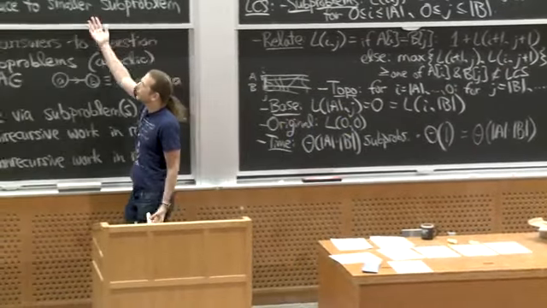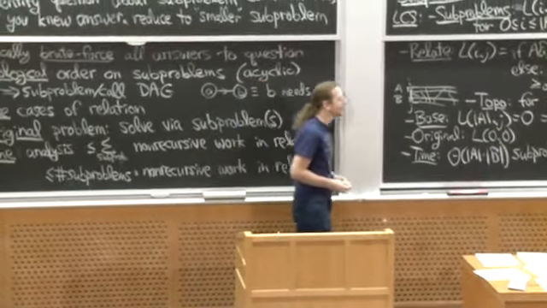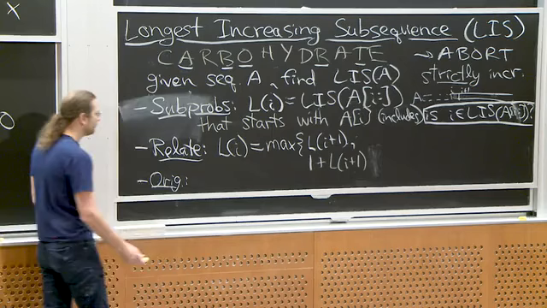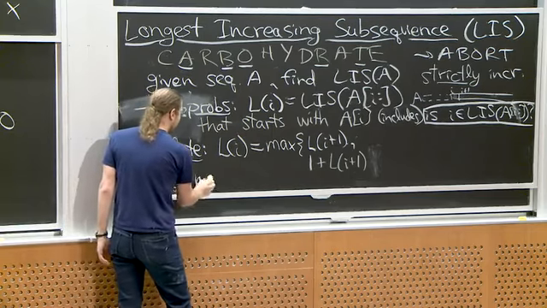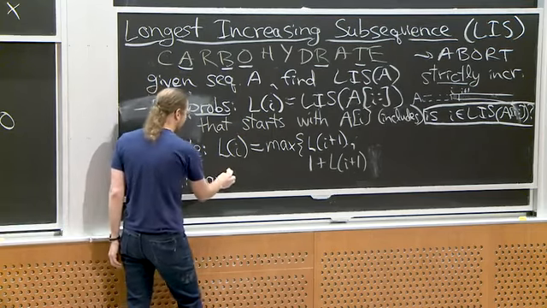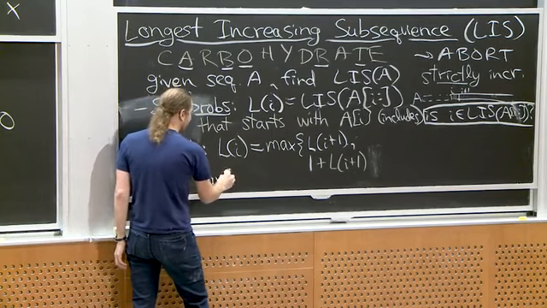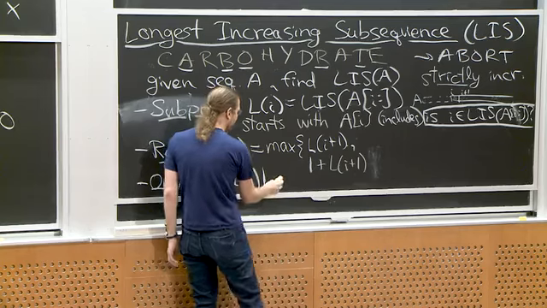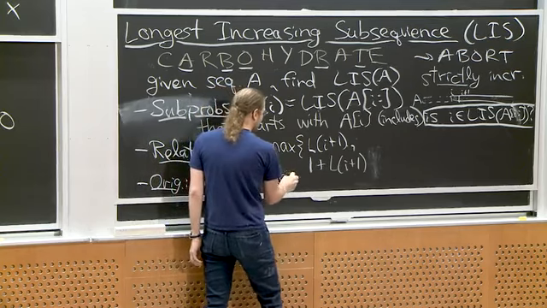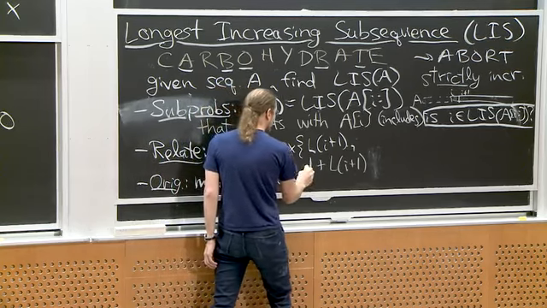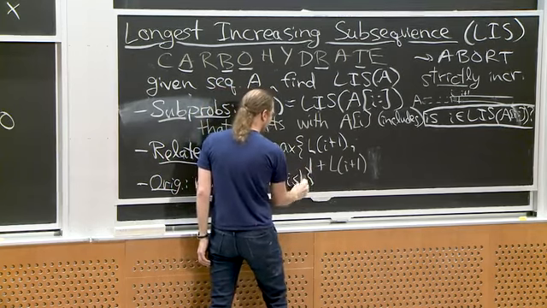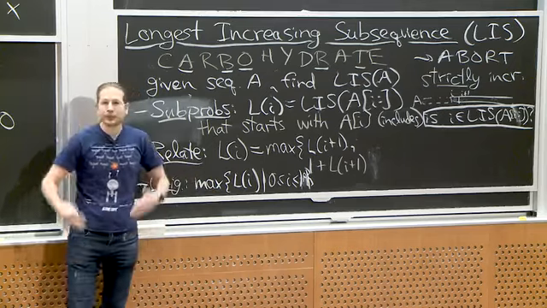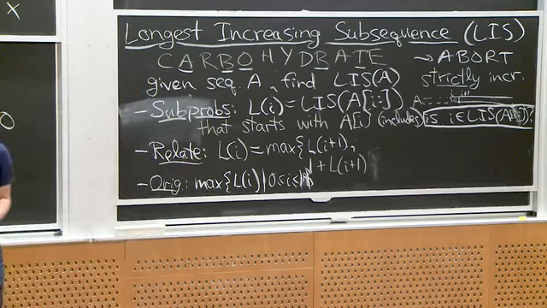Where do we start? Where might the LIS start? It could start at the first letter, second letter, third letter. There's only n choices. And let's just take the max of all of them. So before I get to the relation, let's solve this problem. I just want the max of L of I for all I. I guess we've been writing size of A here. The maximum will be the overall longest increasing subsequence.